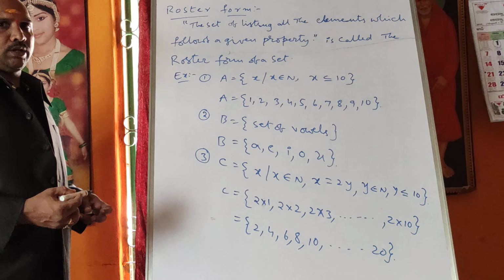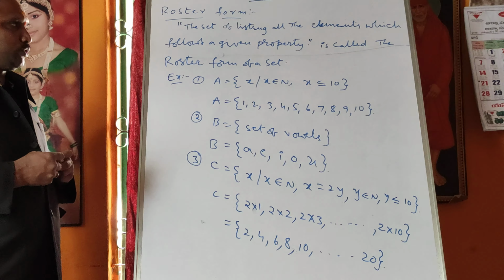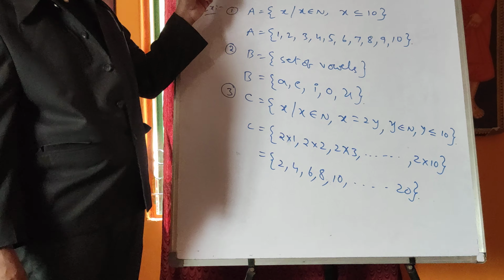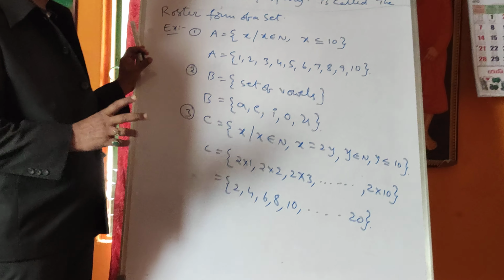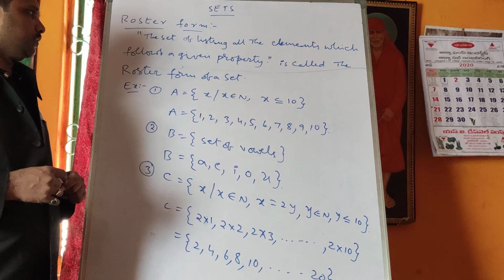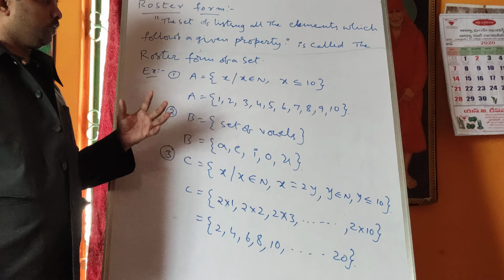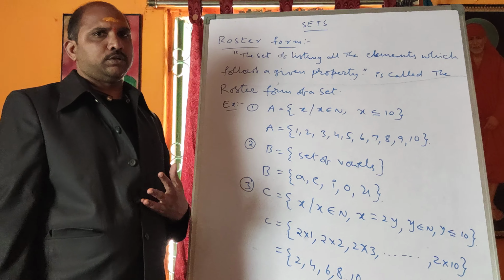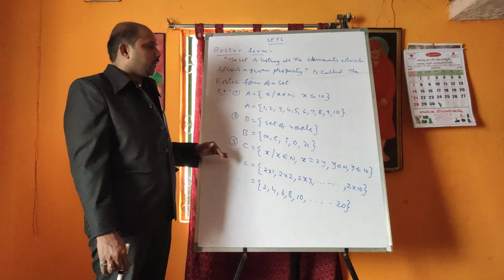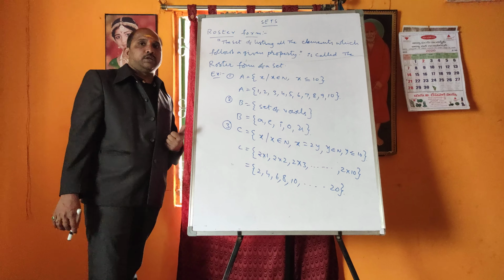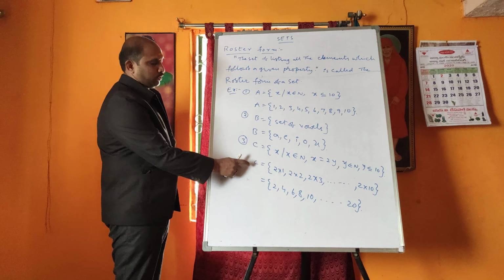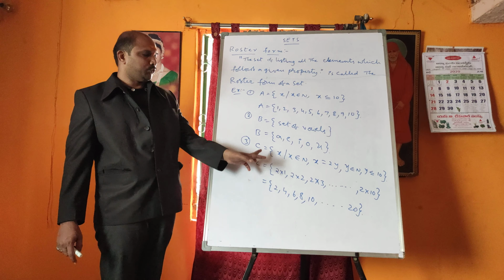I will repeat once again about the roster form. It's the most important thing. In the roster form, the listing of all the elements which follow a given property is called a roster form of a set. A roster form means they will give one property for the set, and then using that property we list out all the possible elements. Example, we can take the 2 table, 2, 4, 6, 8, 10, 12 and so on up to 20. That we can list out in the roster form. This is a roster form, this is a set builder form.